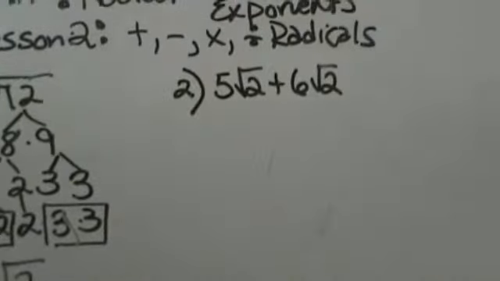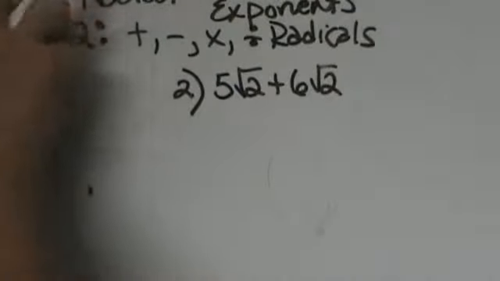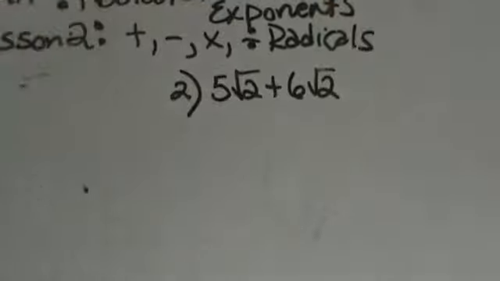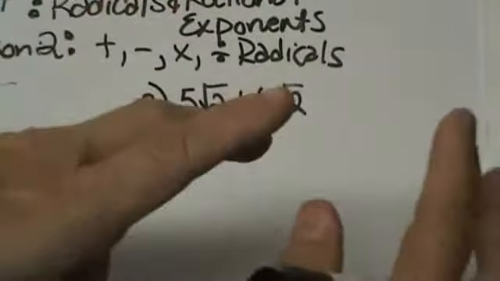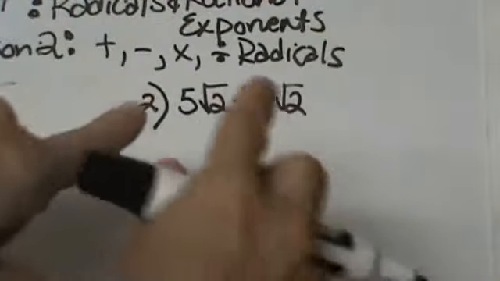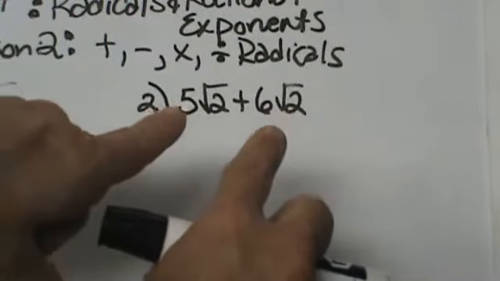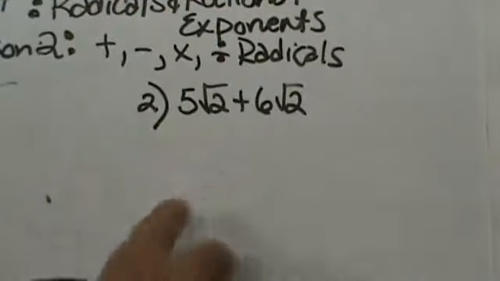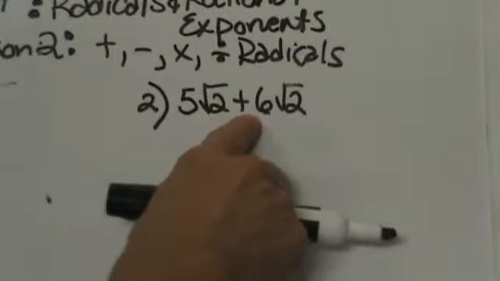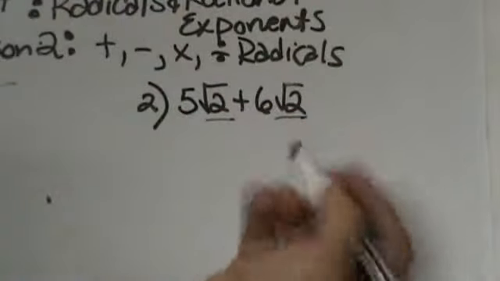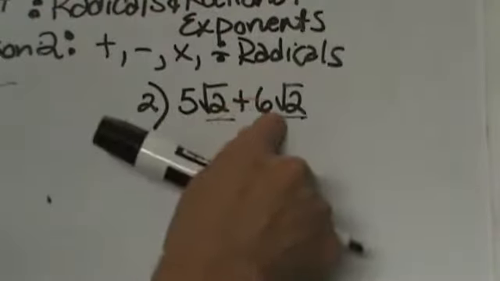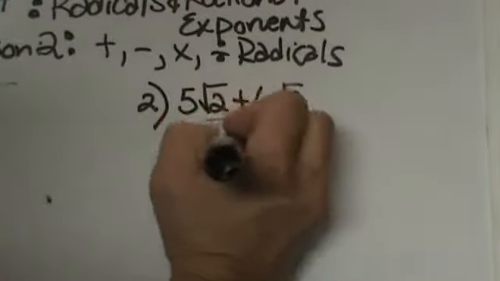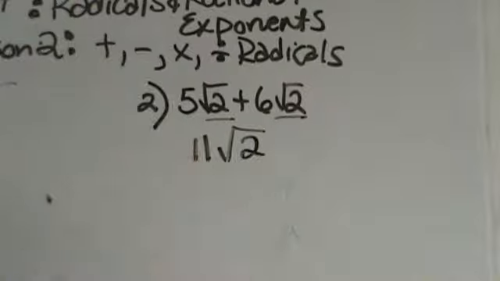Now let's look at some adding and subtracting with radicals. Adding and subtracting with radicals, you can only add the like terms, and the two things that have to be alike are the two radicands. So in this case, we have 5 square root 2 plus 6 square root 2. Therefore, the radicands match, and those two values, whatever the decimal value is, match. So if you have 5 apples plus 6 apples, you have 11 apples, right? So we have 11 square root 2.